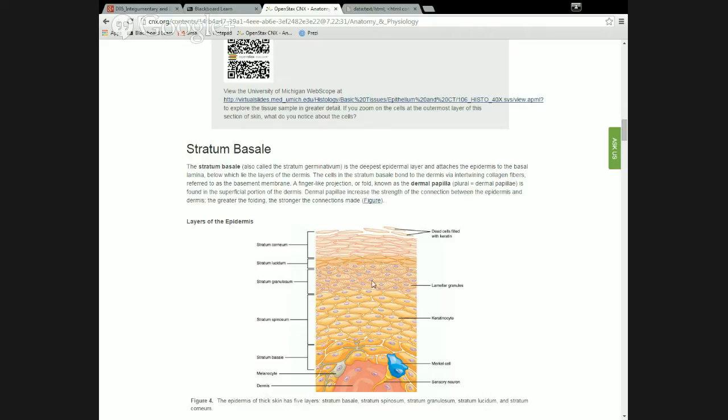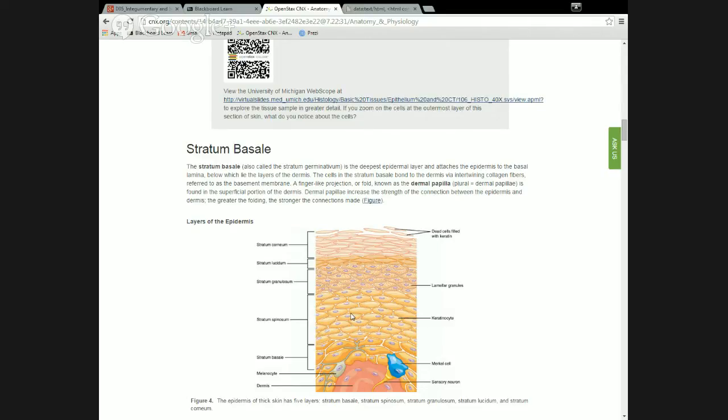So we get to very flat cells at the top. That's why we call it stratified squamous epithelium, even though the cells down here at the bottom might be cuboidal or even columnar in shape. And we don't really care about the other shapes. The name is just because there's flat cells at the top.